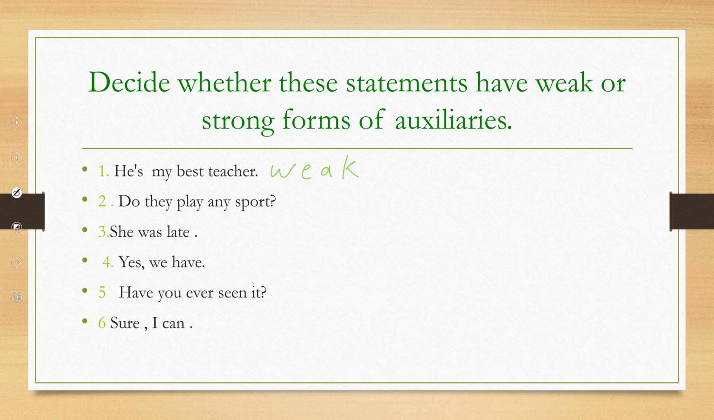Number 2, do they play any sport? Here we have a question. It is also weak because, as I said earlier, we use the weak form with interrogative and normal sentences. Okay, affirmative. She was late. It's an affirmative sentence. Also, it is weak. Yes, we have. It's a short answer. So it's strong.